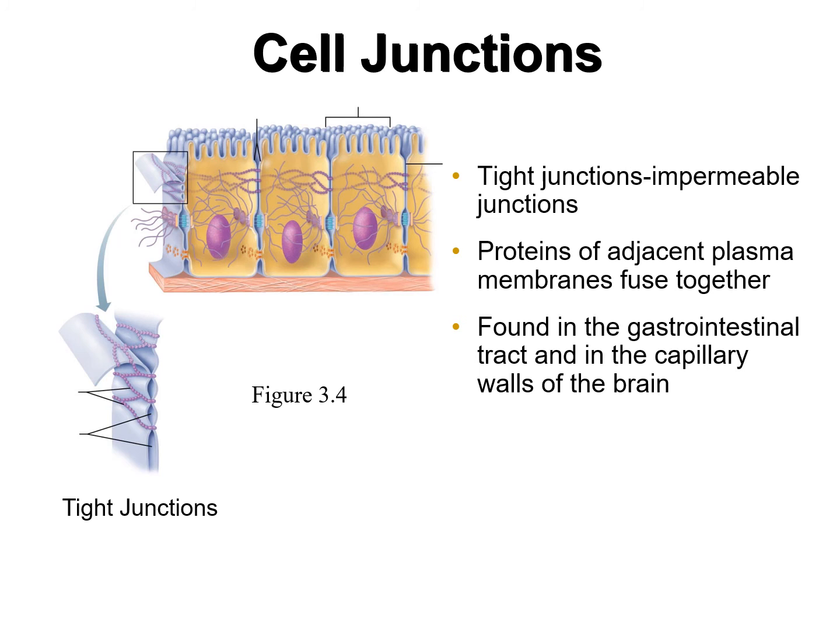Another location would be the capillaries of the central nervous system. There we have the blood-brain barrier that prevents substances from moving from the blood into the central nervous system, the brain specifically, rather. And there, the cells that line the capillaries of the brain contain tight junctions.